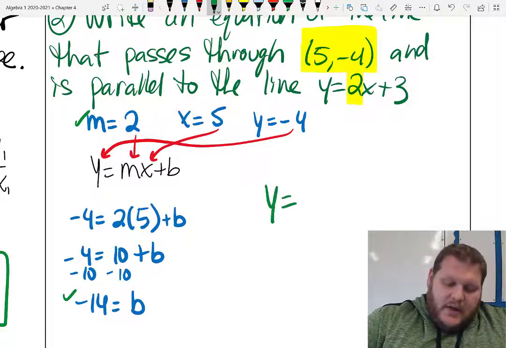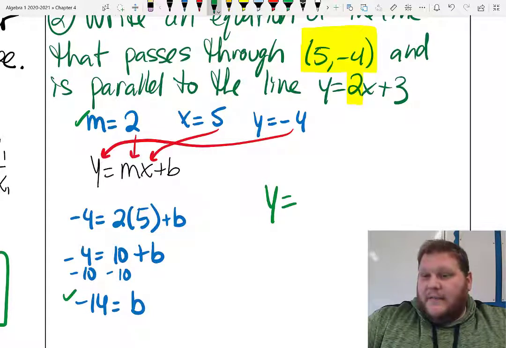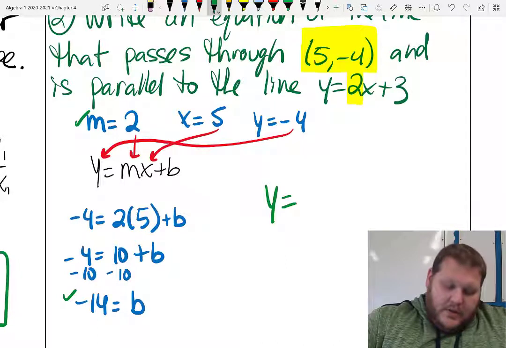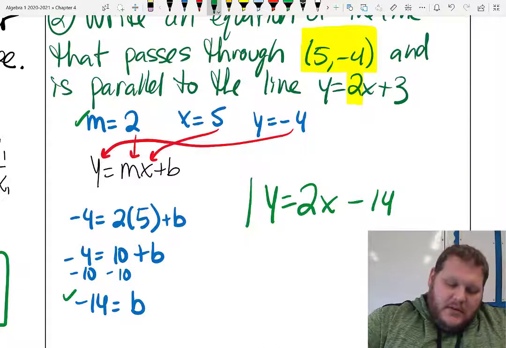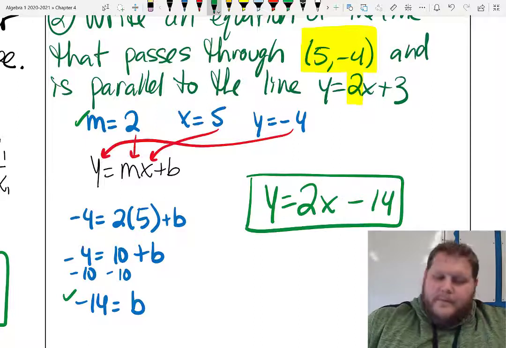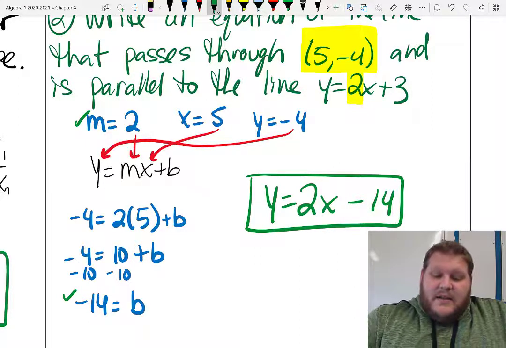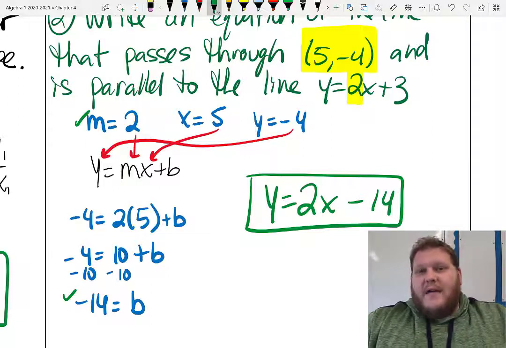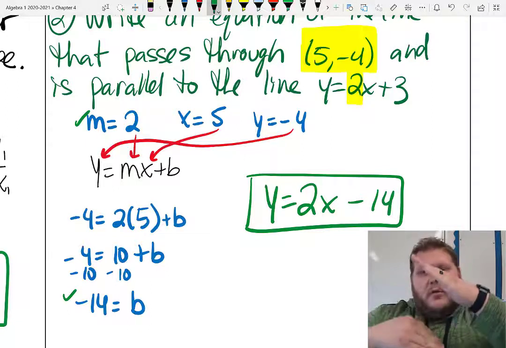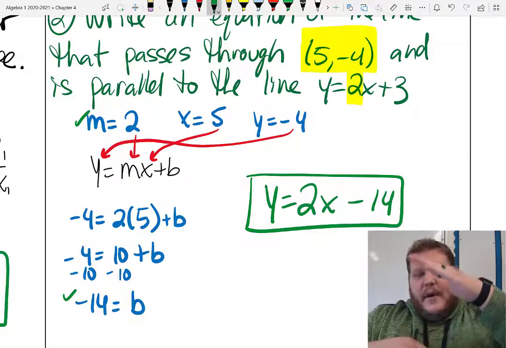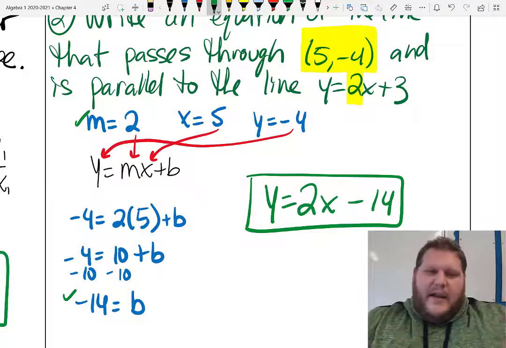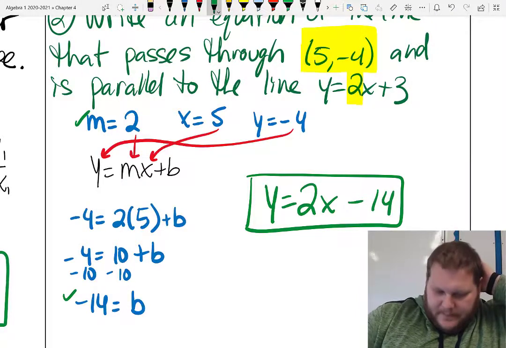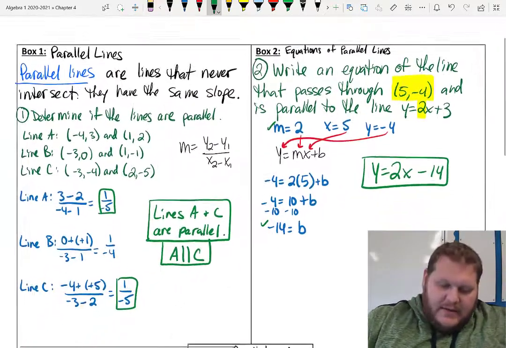So the equation of a line that passes through (5, negative 4) but is parallel to y equals 2x plus 3 should be y equals 2x minus 14. Again, that makes sense because these two lines have the same slope. They're both 2x, but they have a different y-intercept, meaning they don't cross each other. One is up there at positive 3, our other one is down there at negative 14 for where it crosses. Okay, so that's parallel lines.